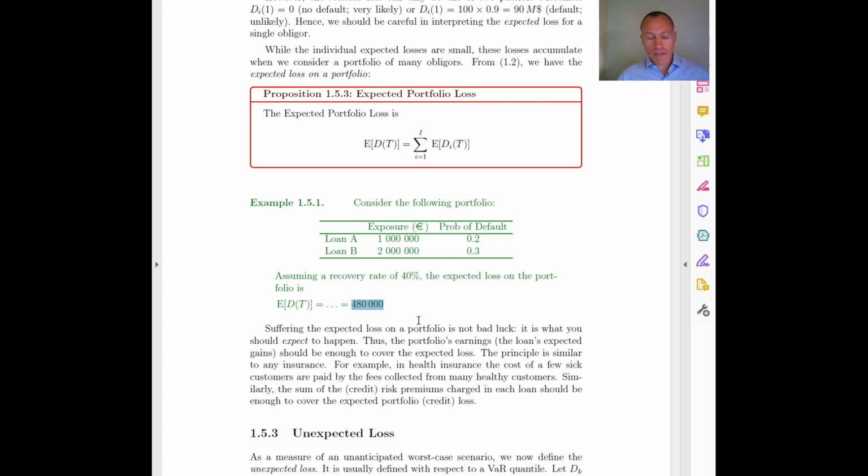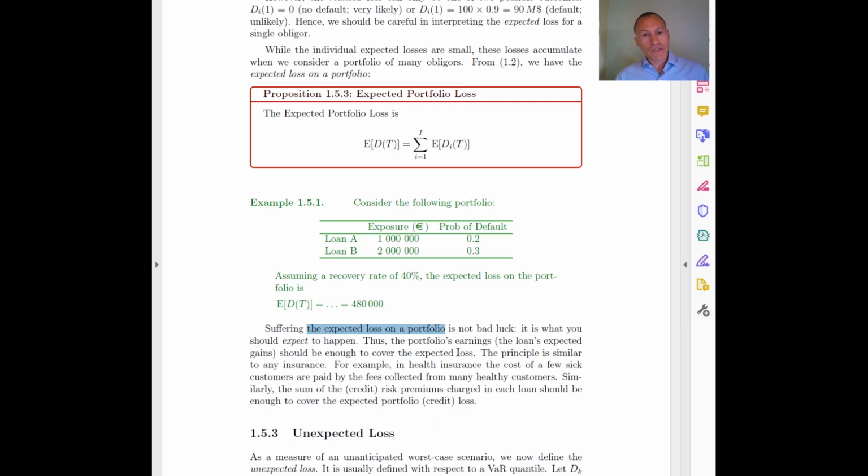So more than the numbers now, what is important here is the concept. The expected loss on a portfolio, as the name suggests, is something that you expect to happen. It's not bad luck, it's expected. And what does that mean? It means that the loans should be priced according to that.